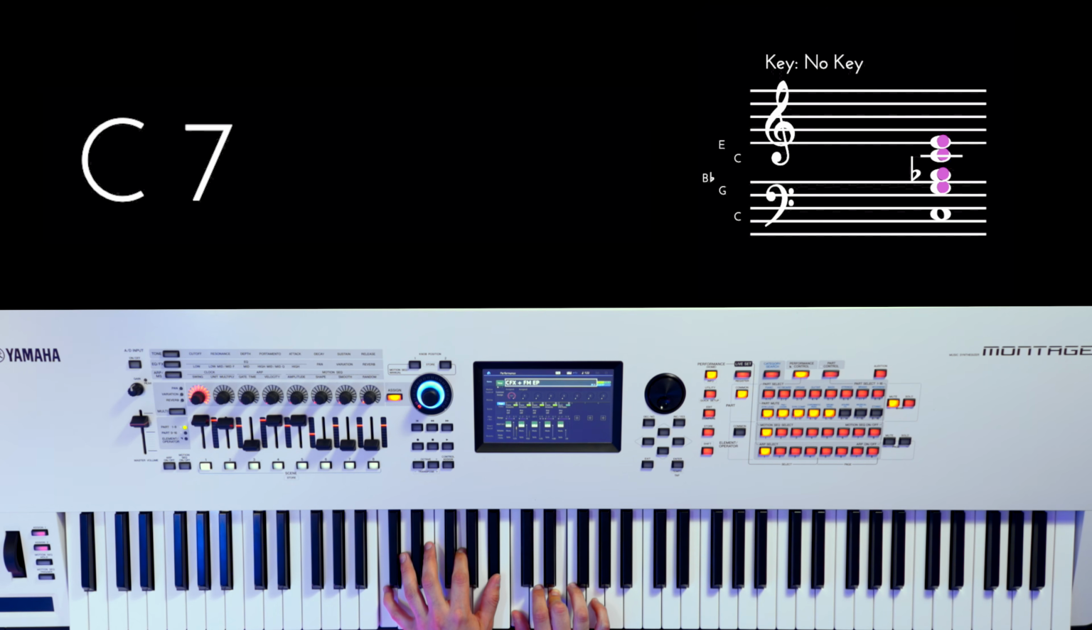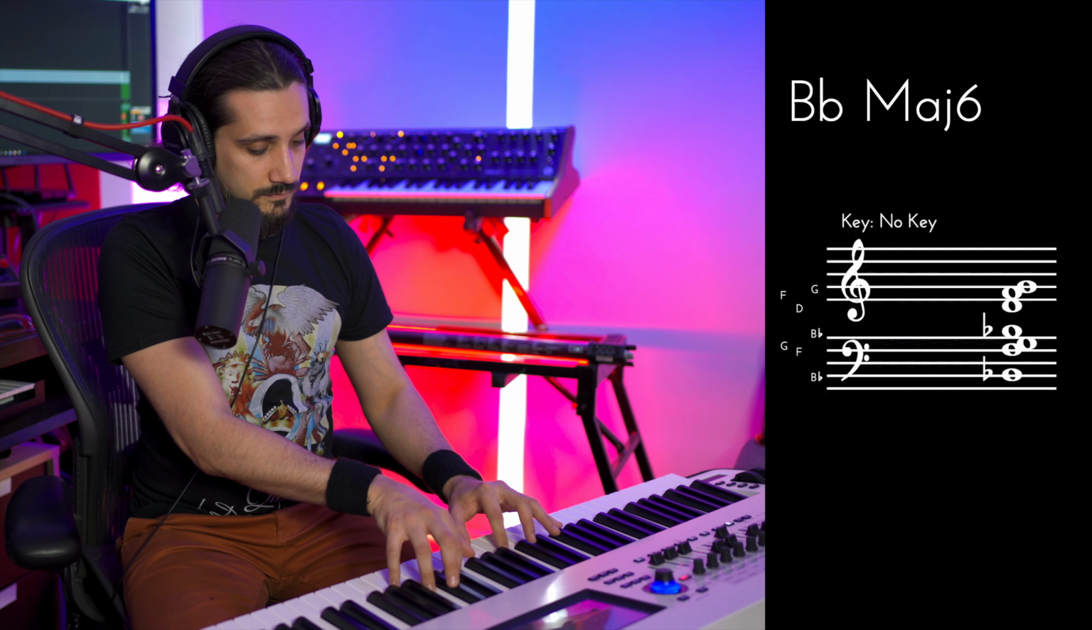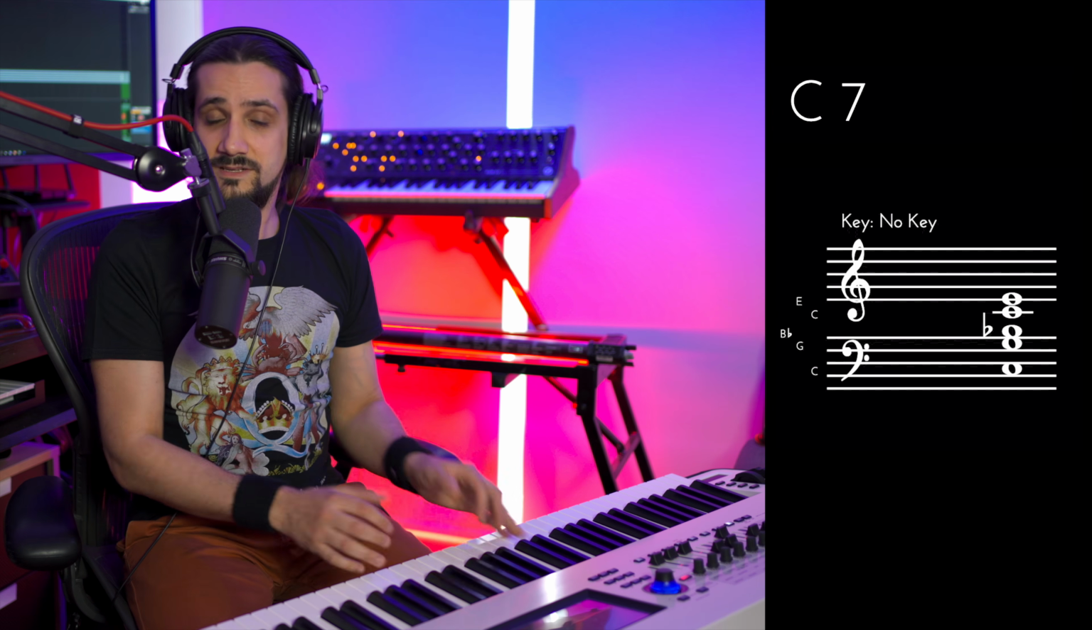So this is C7th. Now, if we assume that we're in the key of B flat, this chord is already taking us to a very different place, okay? Because this is not in the key of B flat. This actually wants to take us to F, the next chord.